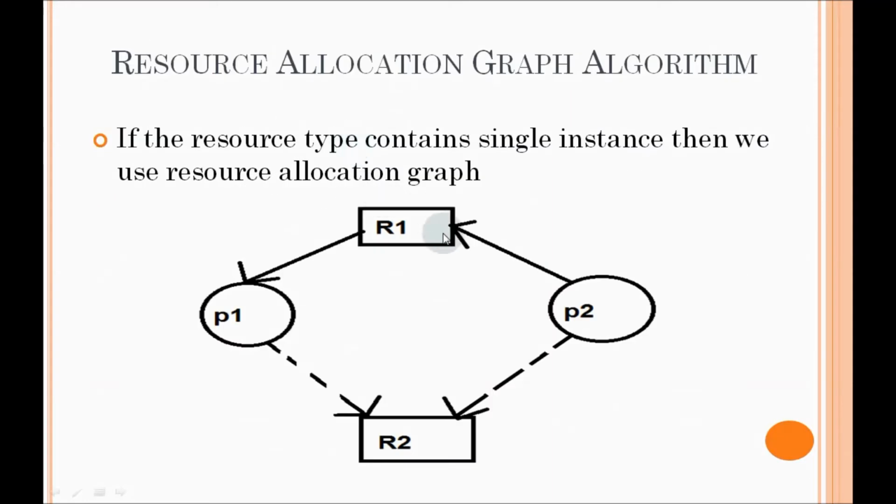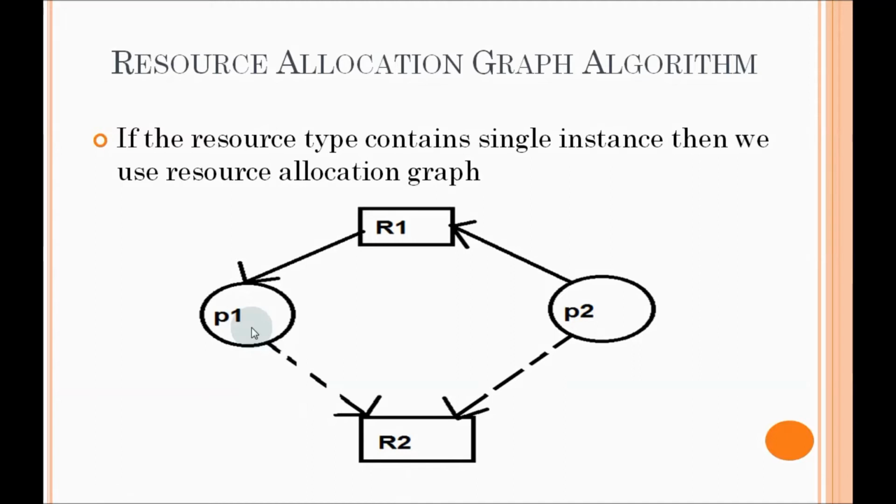You can see here. Here P2 may request for the resource R2 in the future, because I have a dashed line. P2 may request for the resource R2 in the future, that is claim edge. It may request for the resource R2 in the future. In the same way, P1 may request for the resource R2 in the future, because I have claim edge here, right? So P1 may request for the resource R2 in the future.